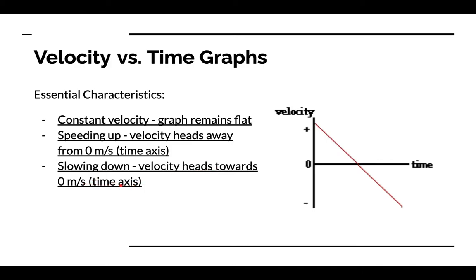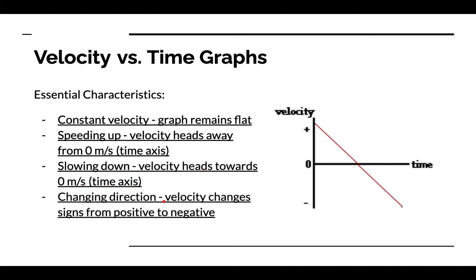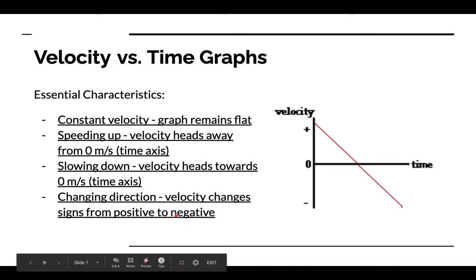Okay? And then changing direction happens when your graph crosses the time axis, whether from positive to negative or negative to positive, because the sign of our velocity tells us which direction we're heading. So if our velocity changes signs, that means we're changing direction, okay?